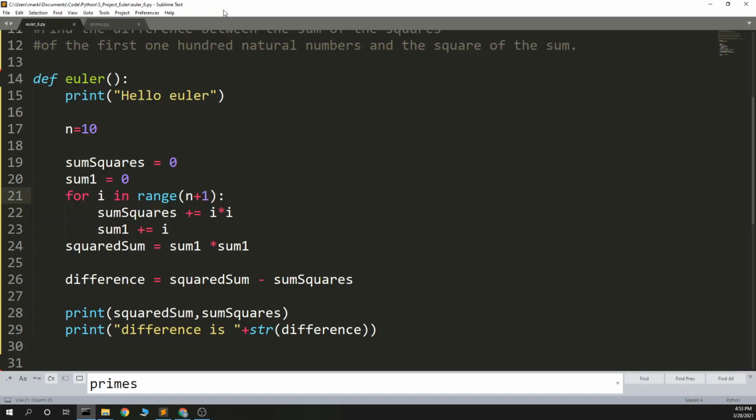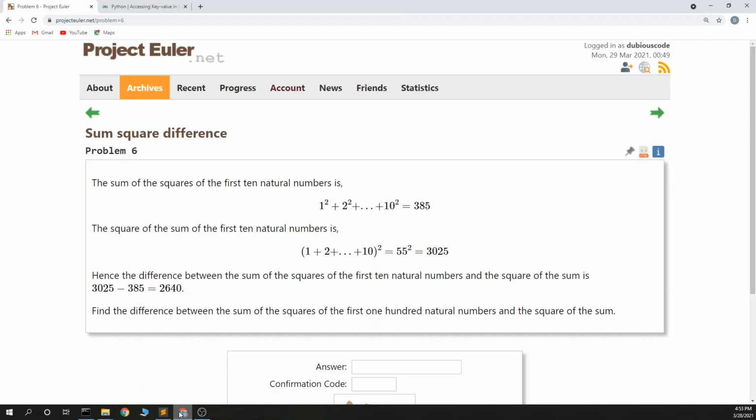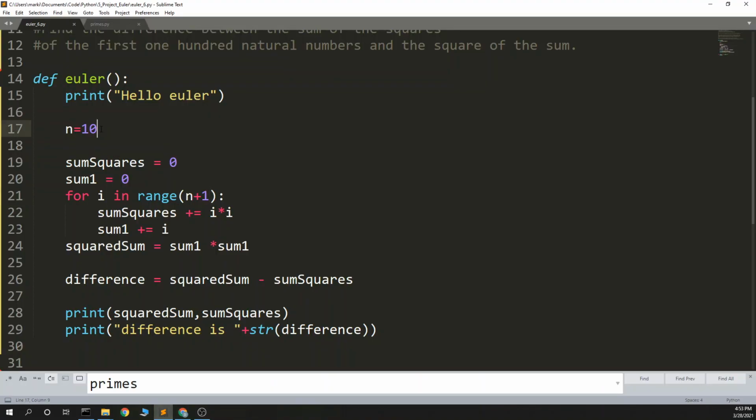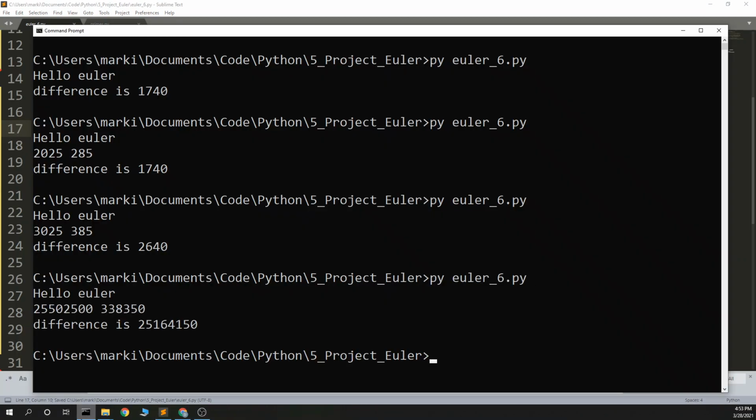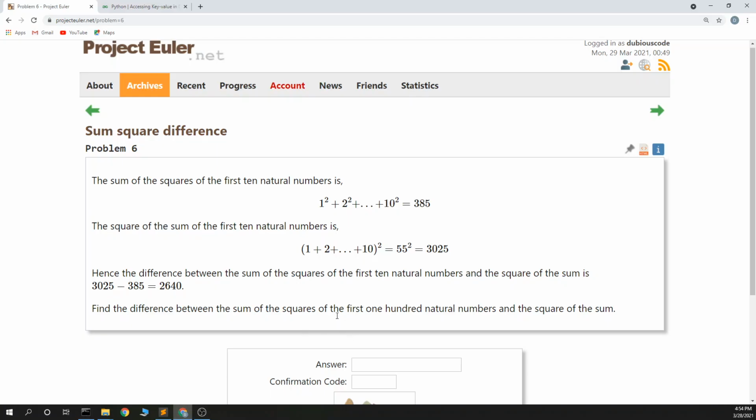So that means we should be good, and they want the first 100. So let's look at the first 100. And the answer is what? 25 million? Just goes to show you should always get your sum squared and not the other way around.